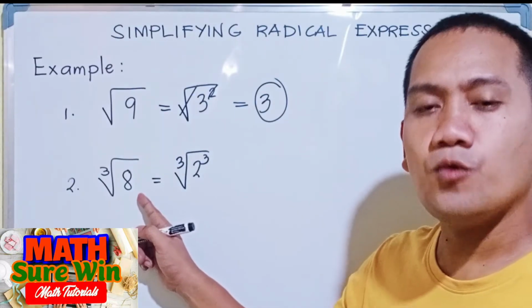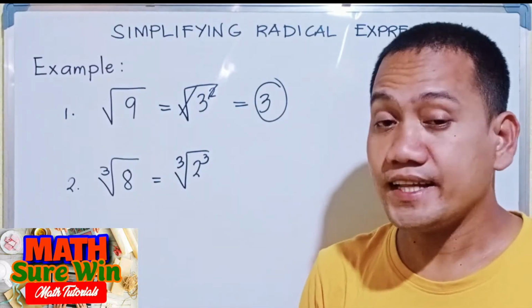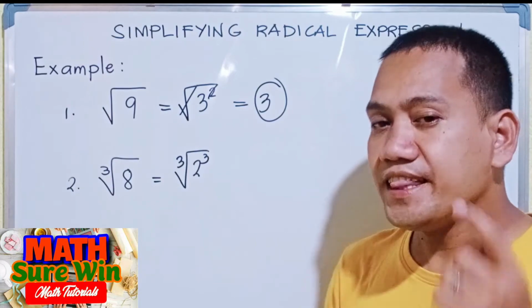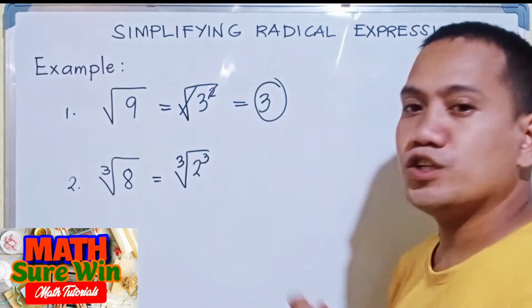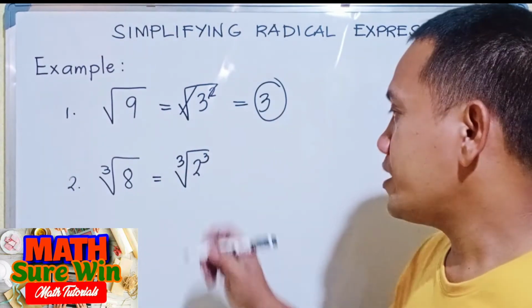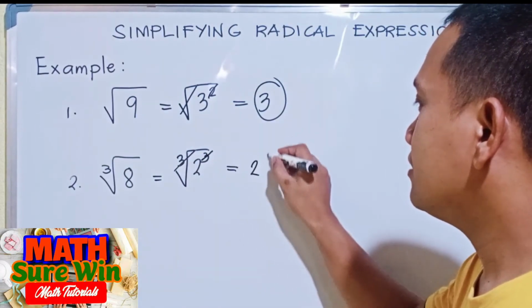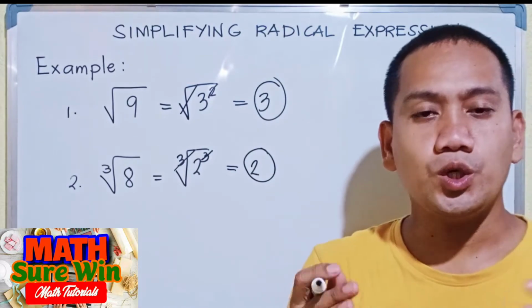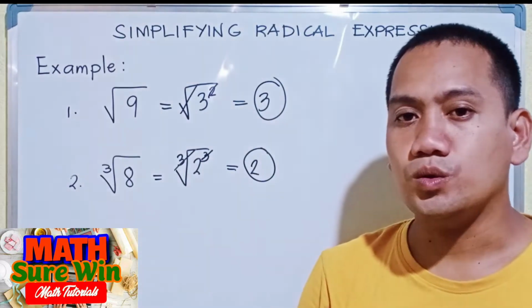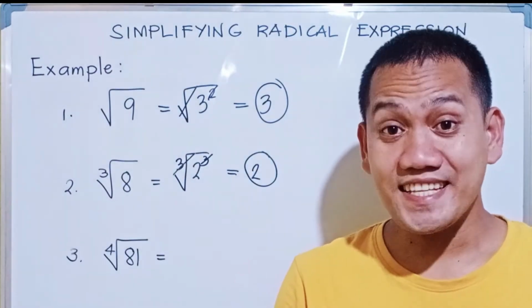And in this case, we can again apply the first law of radicals, where the index and the exponent of our radicand are the same. So we can cancel it out. So our answer here is 2. So the cube root of 8 is equal to 2. Let's have the third one.